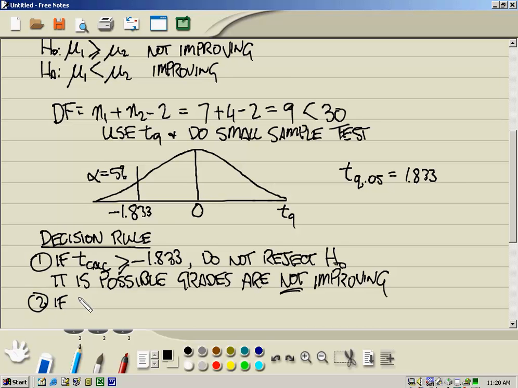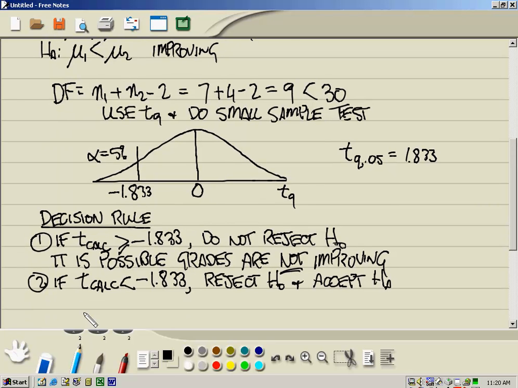Alternatively, get in the rejection region where the alpha is. If t-calc is less than the negative 1.833, then the two sample values are too far apart for the null to be likely. We'll reject the null and accept the alternate. And the interpretation: it is likely the grades are improving.